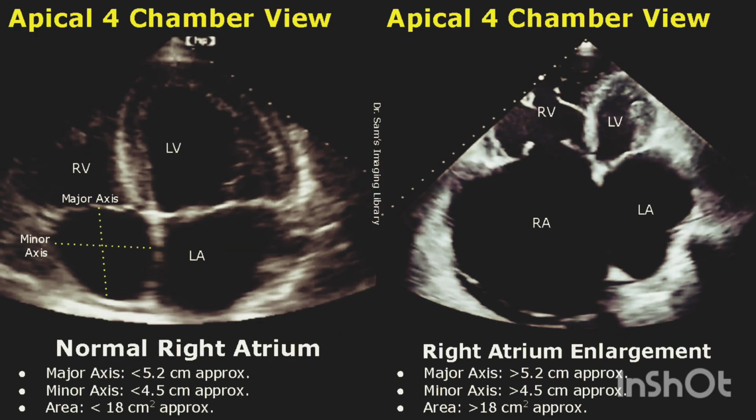This is a normal heart in apical four-chamber view. We can see all four chambers, valves, and the septum clearly. Here we measure the right atrium. Two measurements are taken. The longitudinal axis is the major axis. This measurement is usually less than 5.2 centimeters approximately. The horizontal axis is the minor axis. It is usually less than 4.5 centimeters approximately.